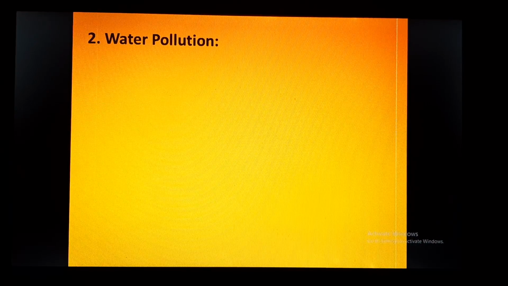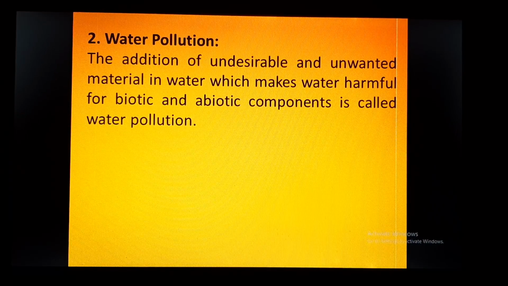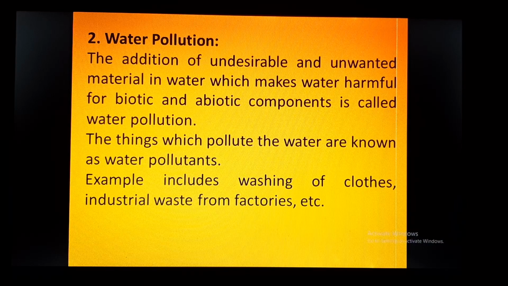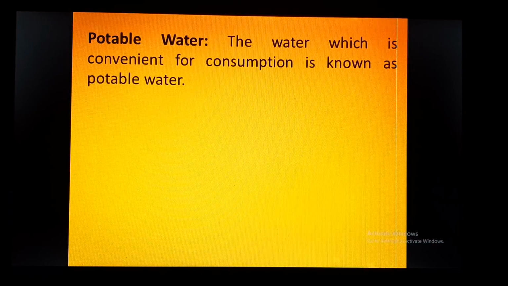So air pollution we have discussed, and today we are going to discuss water pollution. The addition of undesirable and unwanted material in water which makes water harmful for biotic, that means living components of the atmosphere, and abiotic components, that means non-living components like water, air and soil, is called water pollution. The things which pollute the water are known as water pollutants. Examples include washing of clothes, industrial waste from factories, etc.